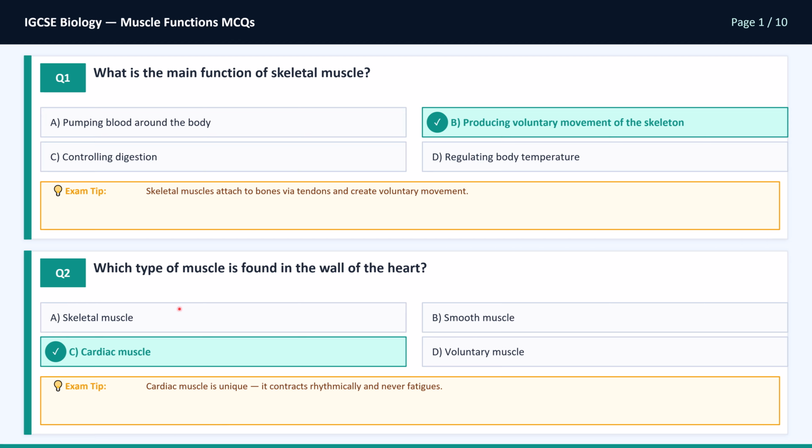Question 2. Which type of muscle is found in the wall of the heart? Option A, skeletal muscle. Option B, smooth muscle. Option C, cardiac muscle. Option D, voluntary muscle. And the correct option is cardiac muscle. Here is an exam tip. Cardiac muscle is unique. It contracts rhythmically and never fatigues.